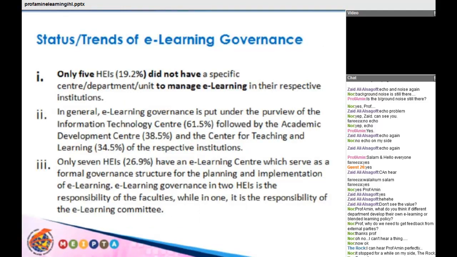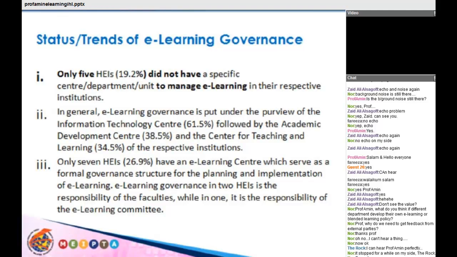Okay, now the other thing is about governance. We see here that only five institutions did not have a specific center, department, or unit to manage e-learning. So you imagine that there is some sort of e-learning, but there is no specific coordination. So I think for a successful implementation of e-learning, one is you have to have a policy, and you need to have a clear structure.